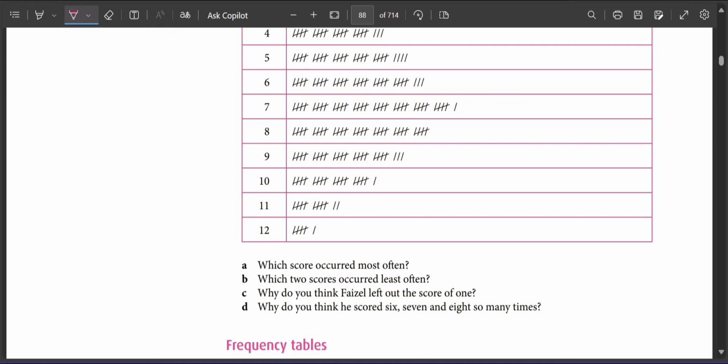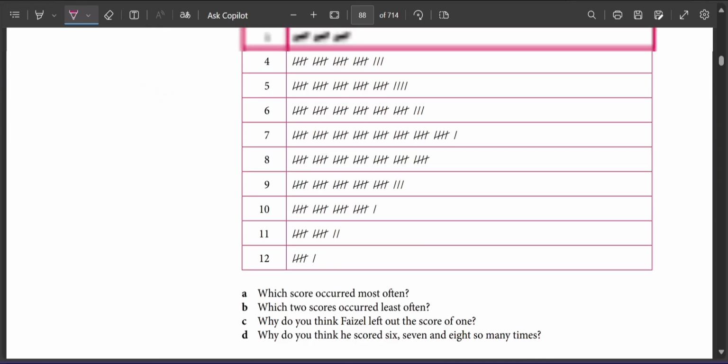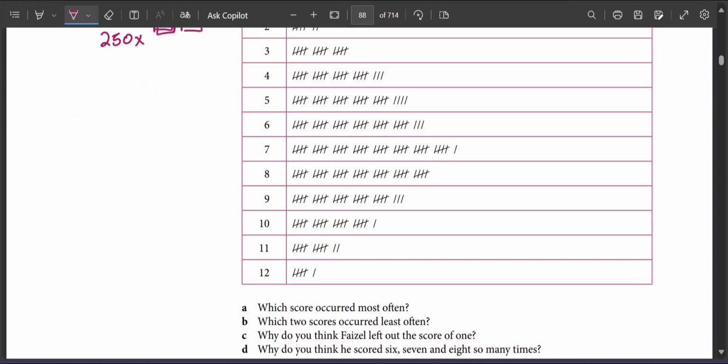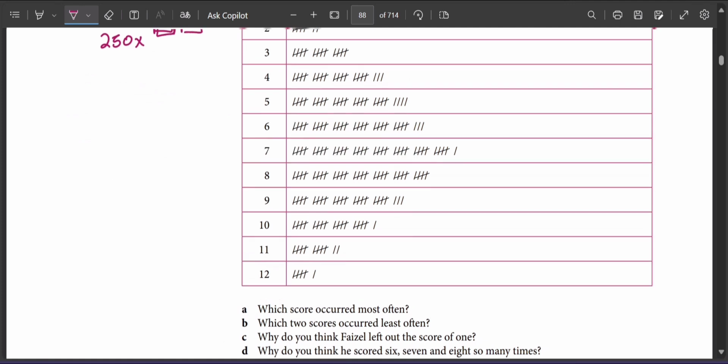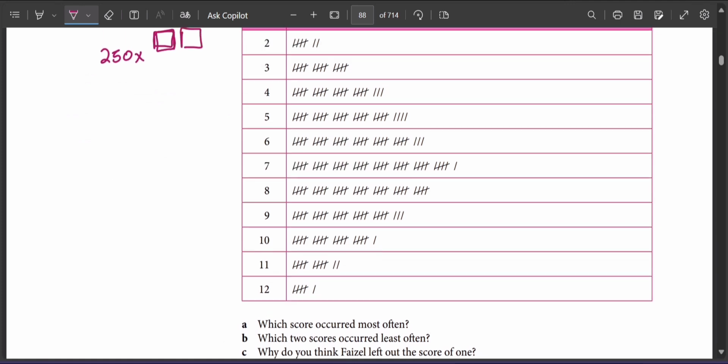Which score occurred most often? We can easily see from the tally table that the most occurrences are for 7. So 7 is the one score that occurred most often. This is something जो हम लोग visually भी देख सकते हैं.